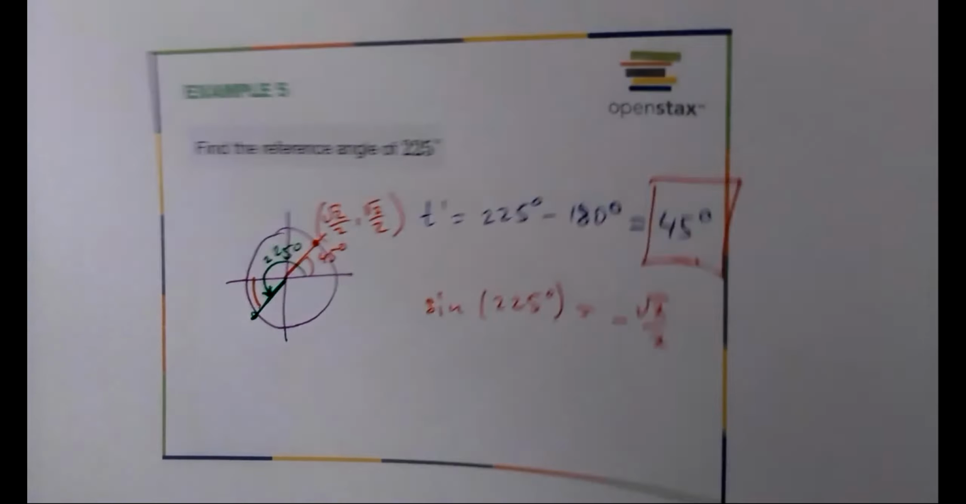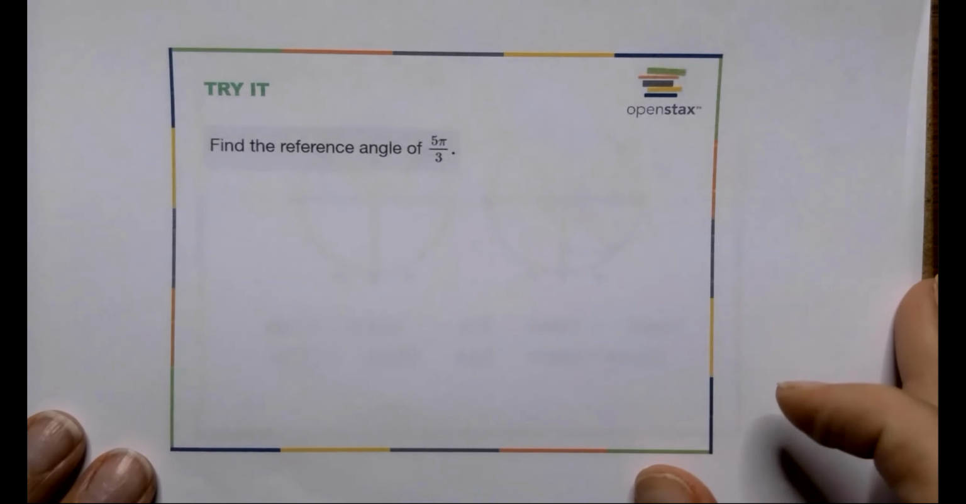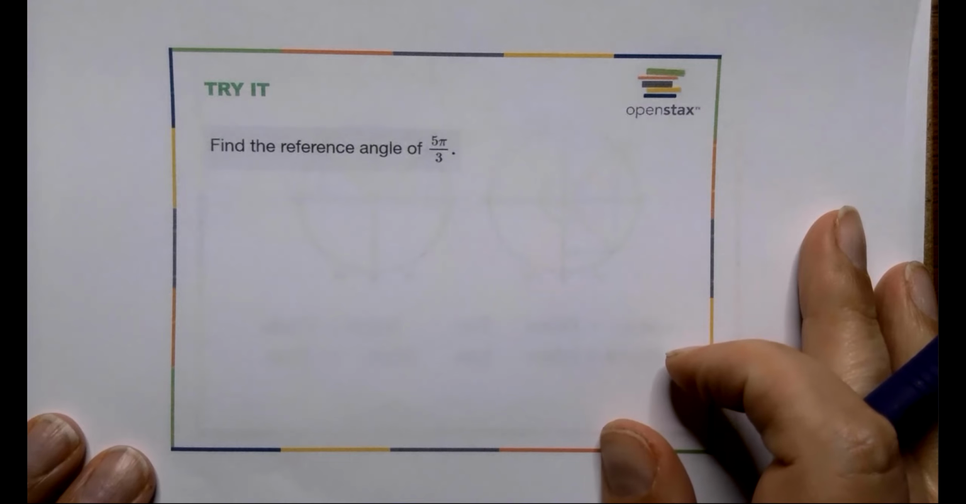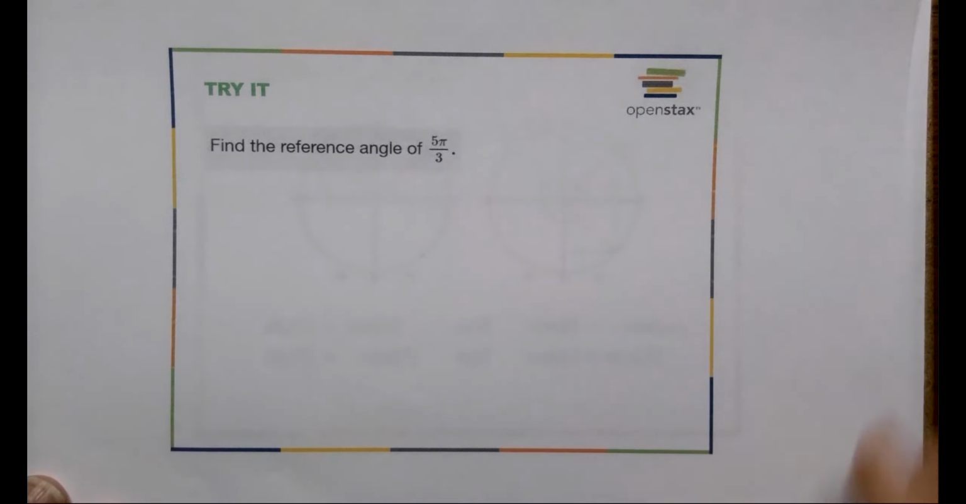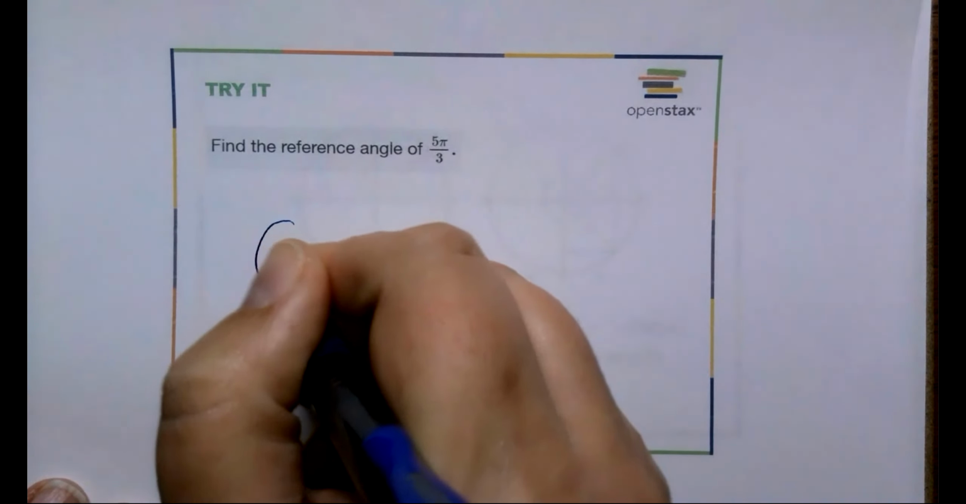All right, so now I want you to try and find the reference angle of 5 pi over 3. Try it. And if you need a hint, come in later, but I want you to try it yourself first.